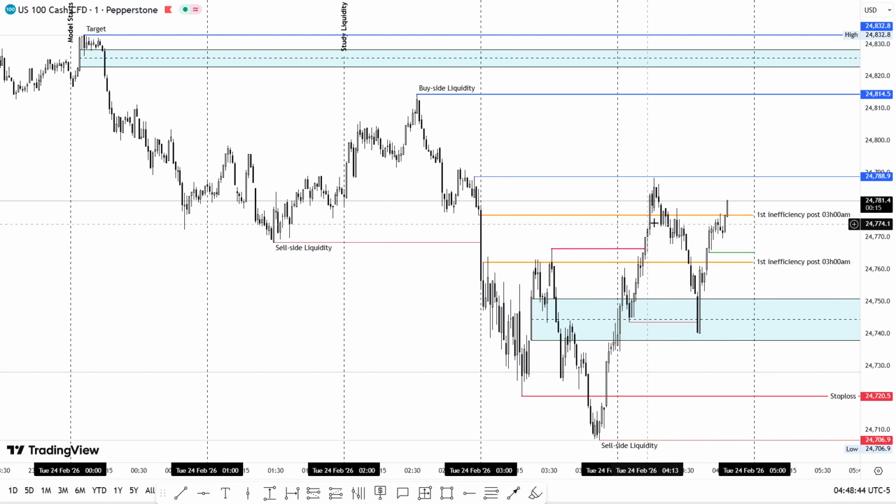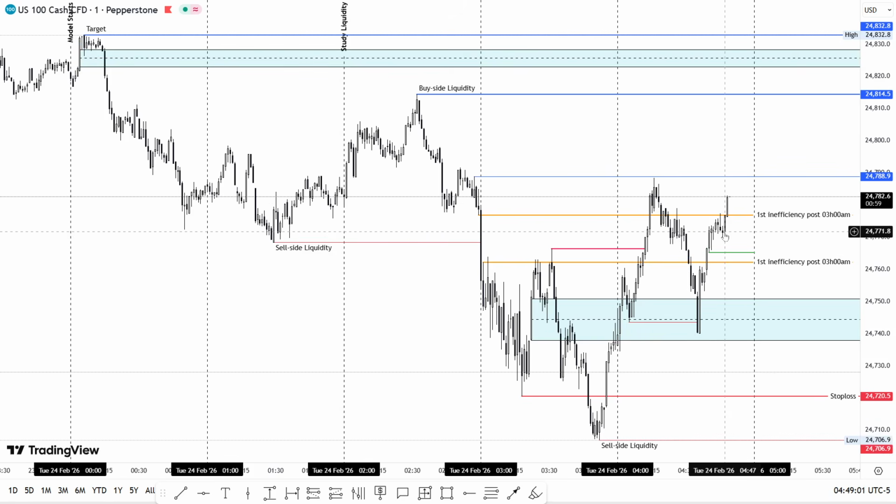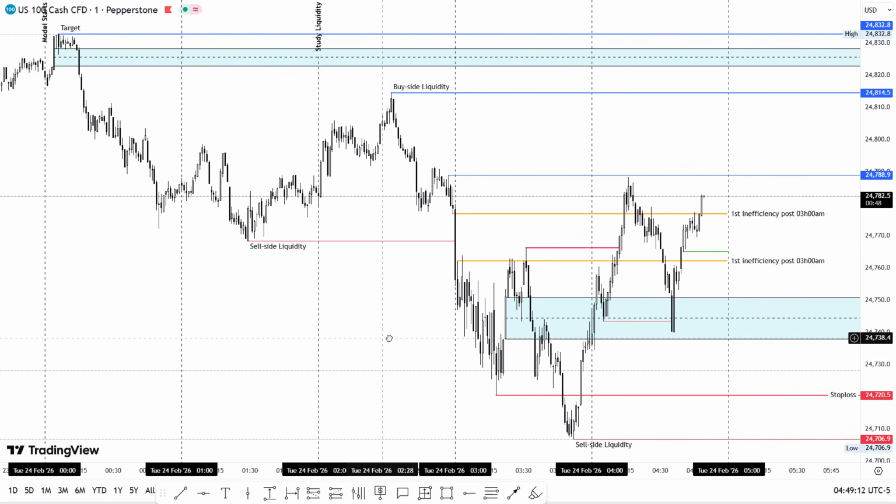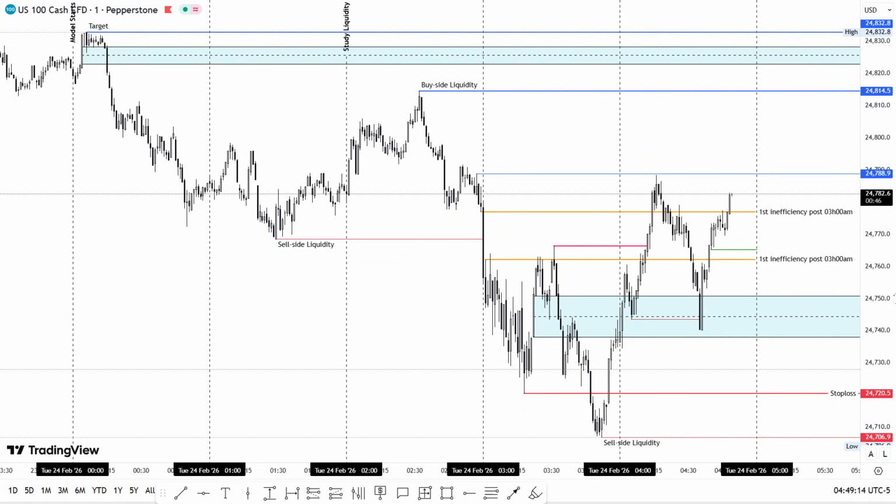And that does not mean this is go long, go short as soon as we trade into it. You need to understand whose orders you are offsetting relative to inefficiency and liquidity. So all these orders here, the first inefficiency post 3 a.m. is being paired with the first inefficiency post 4 o'clock. And I'm grabbing these orders from fair value after grabbing liquidity into liquidity in the form of fair value on a higher time frame. So that's basically the gist of the matter.